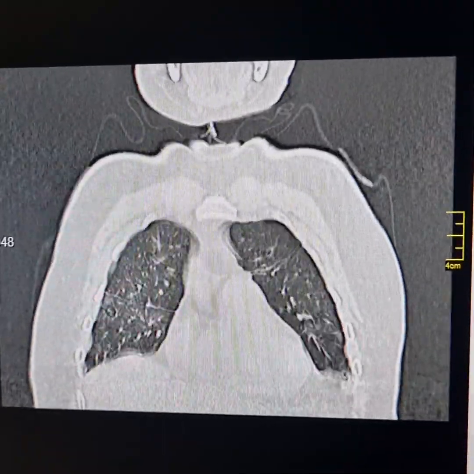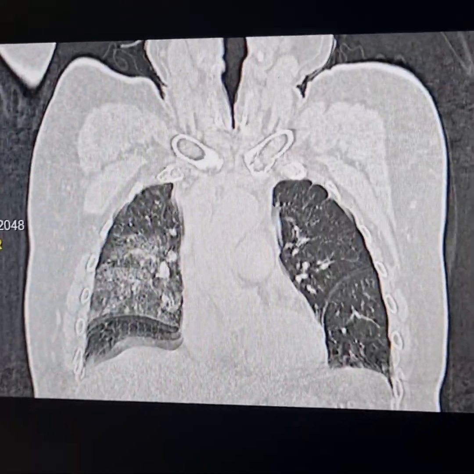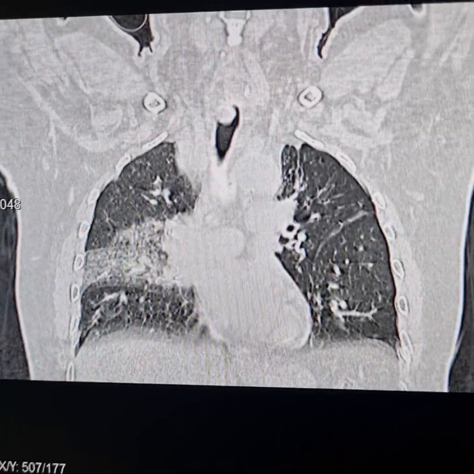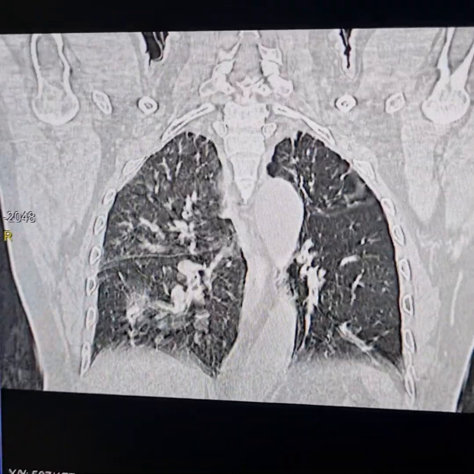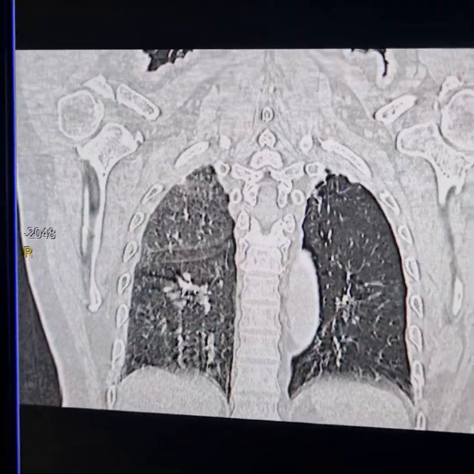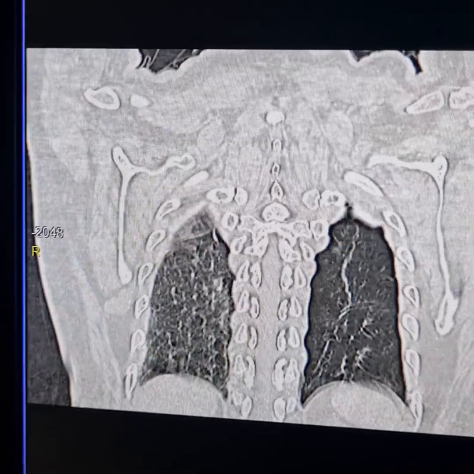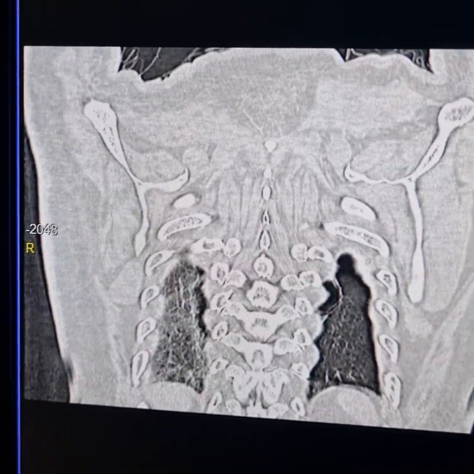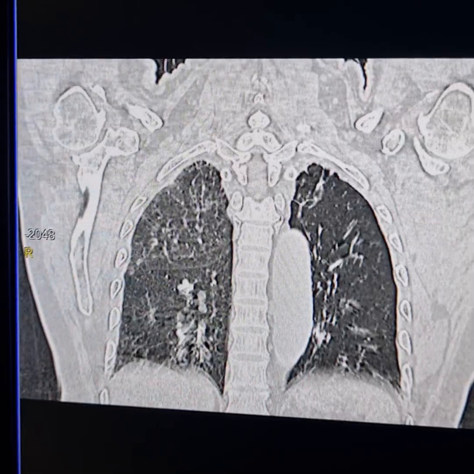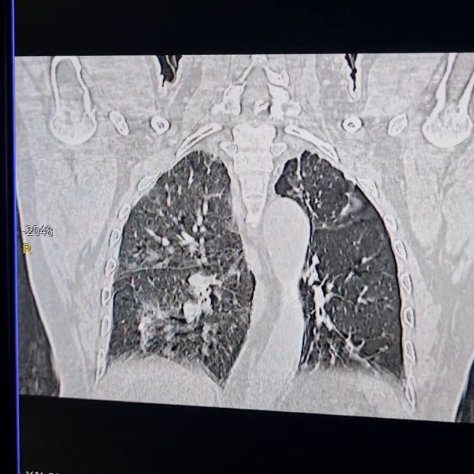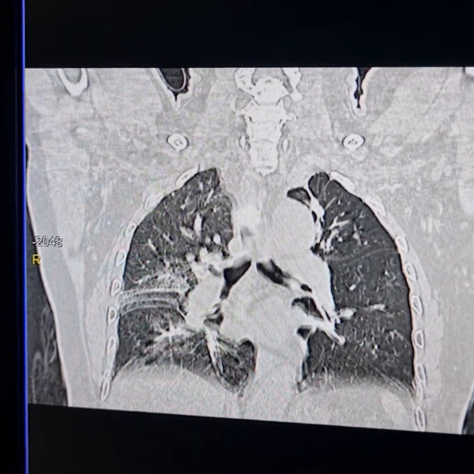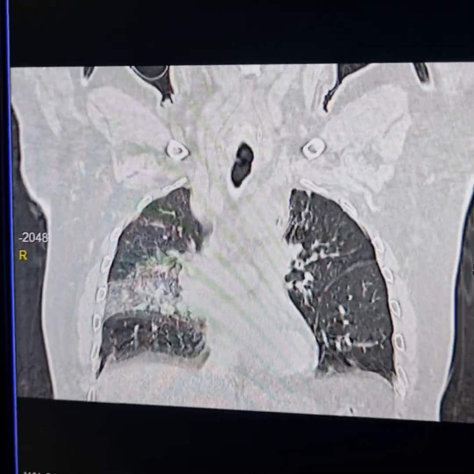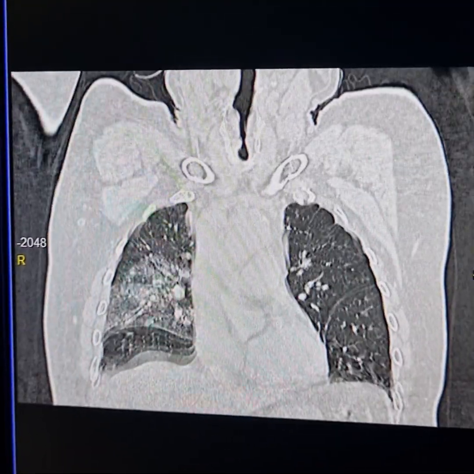This is the coronal scan. Unfortunately, the patient couldn't hold breath for this long, so there is slight blurring because of the breathing movement.